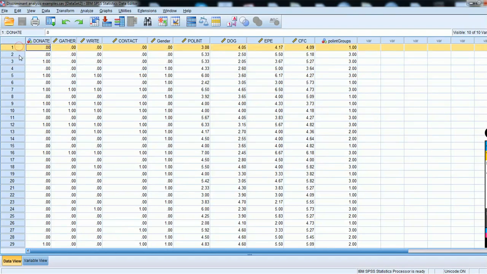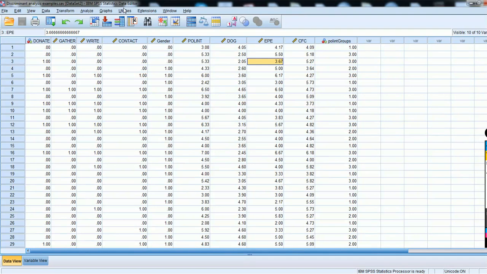So each row is basically reflecting a person's responses to a set of variables. So person 1 intends not to donate, and these are that person's scores on the three predictor variables. Person 3 intends to donate, and these are the values on the predictor variables.